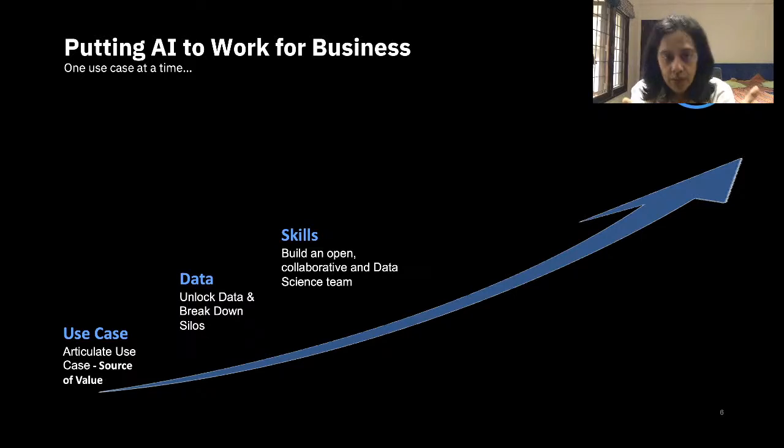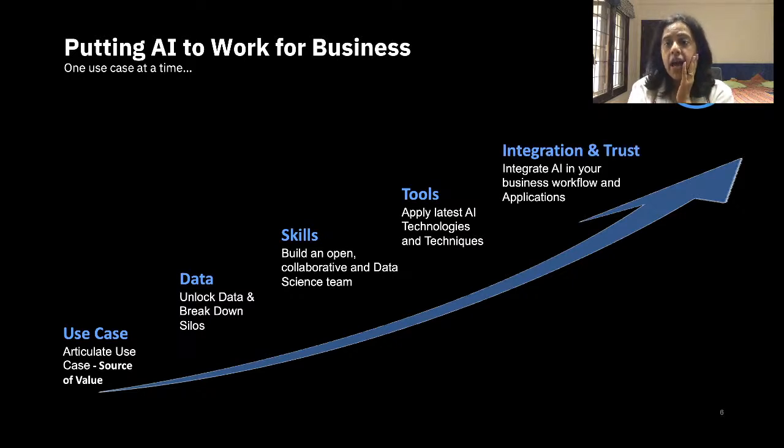You cannot do anything without data. You need skills, and you need tools, right? What are the latest technologies that are present? What are the techniques that have to be there? And once you have done this, it should happen in a manner that there is trust in it, right? If you don't have trust in the new AI process, you will do away with it, right?